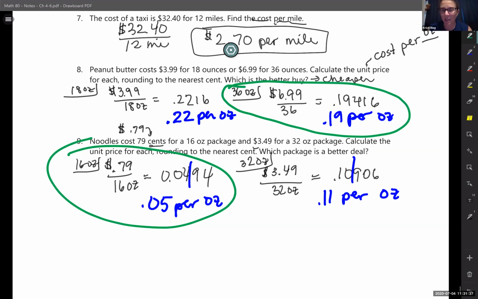So sometimes you're going to have the bigger package be cheaper. That would be like going to Costco. And sometimes you're going to have the smaller package be cheaper because maybe the smaller package is on sale, like at Save Mart or something, and it just turns out to be the better deal. So better deal or better buy means which one is cheaper, which one is less money.